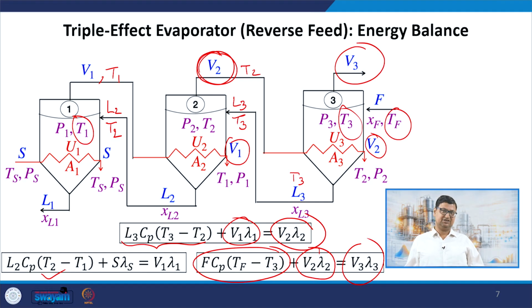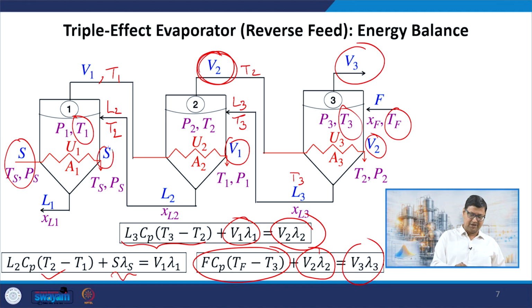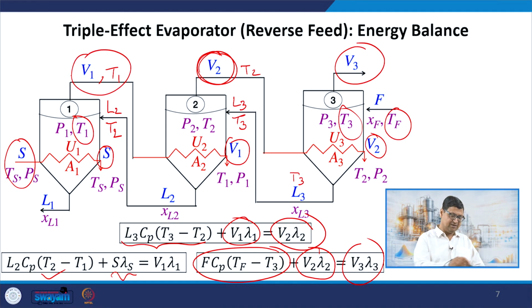And now for the first effect, the fresh steam is the heating medium. So we have S lambda S, that is the heat supplied by the steam, which is condensing inside and going out here as a condensate, and the vapor leaving is carrying this enthalpy V1 lambda 1, right. So we have written the energy balance for the reverse feed, which is much different from what we had for the forward feed.